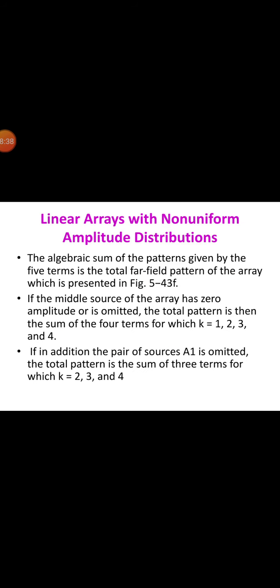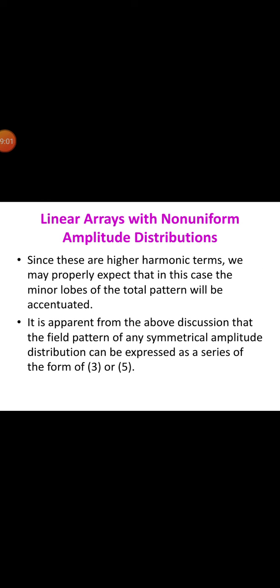The algebraic sum of the patterns given by the 5 terms is the total far field pattern of the array. If the middle source of the array has 0 amplitude or is omitted, the total pattern is then the sum of the 4 terms for which k is equal to 1, 2, 3 and 4. If in addition the pair of sources a1 is omitted, the total pattern is the sum of 3 terms for which k is equal to 2, 3 and 4.